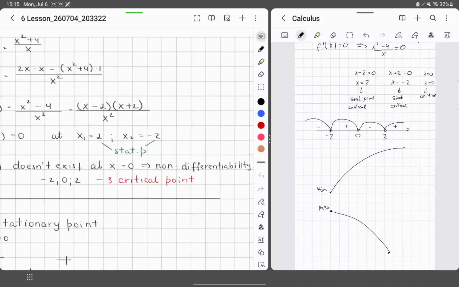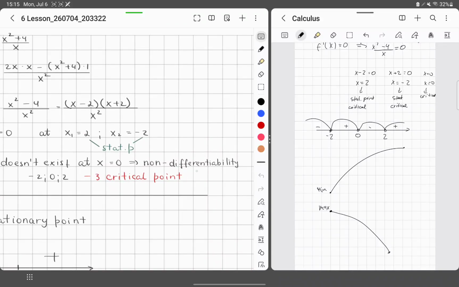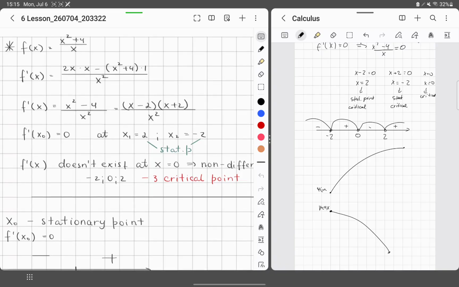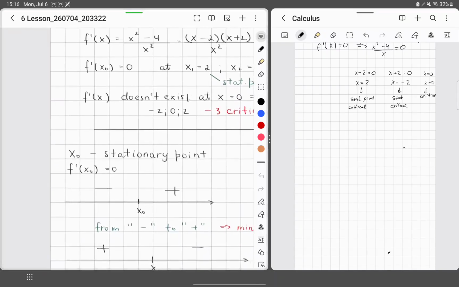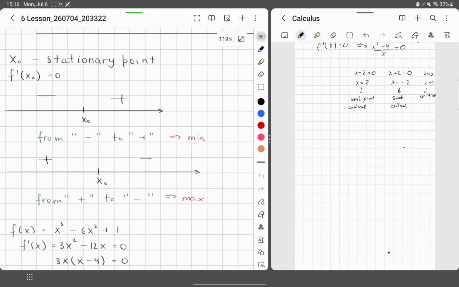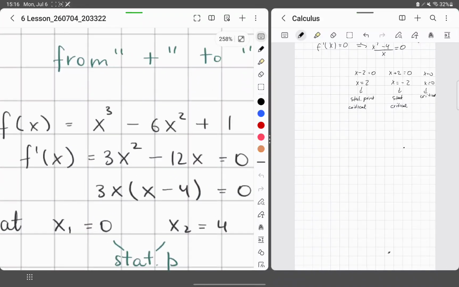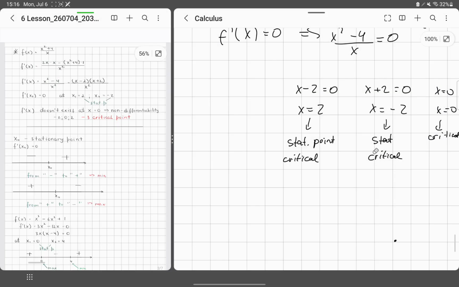So yeah, what is this? Non-differentiability. f of x doesn't exist at x equals 0. That's true. So that's why we only have 3 critical points. Okay, we didn't need this one. We understood maximum and minimum points. So we have another example here. Let's try to do this one.